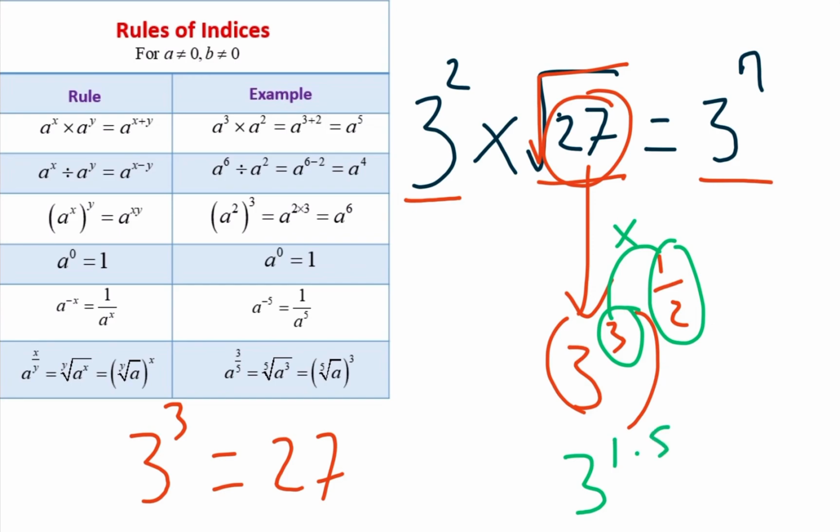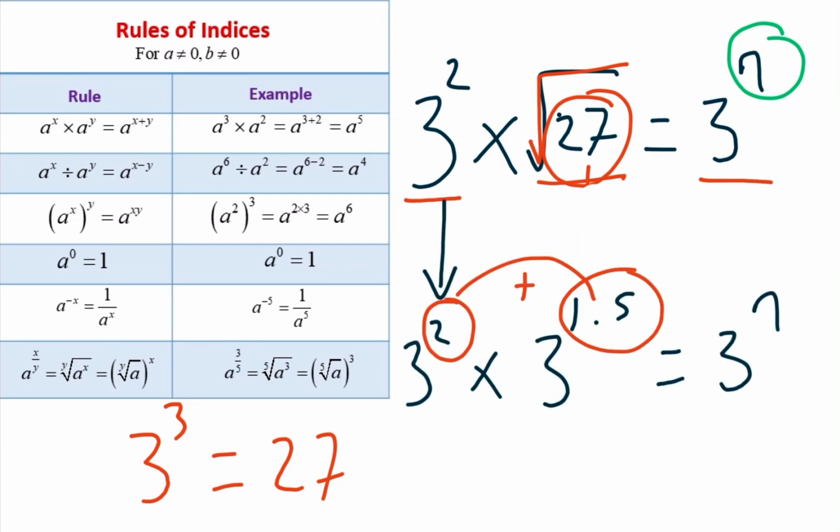So what do you think the answer is for n? Pause the video and have a go. So if we multiply, we add the powers up, so 2 plus 1.5 is 3.5.